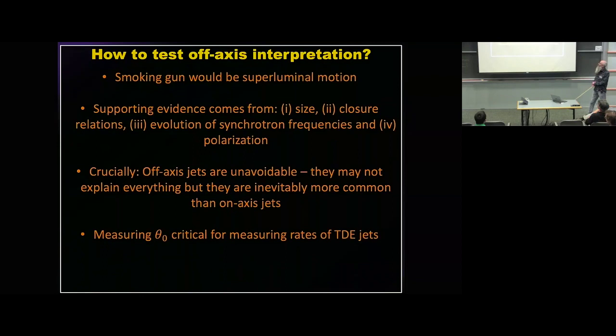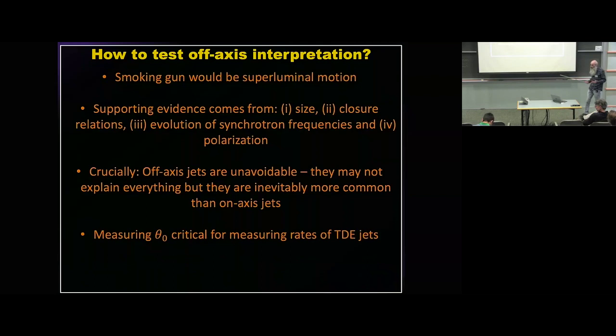So kind of generalizing, what can we do if we want to now test for a given radio event if it's coming from an off-axis jet or delayed ejection or something else? The best thing that we can do would be to test for superluminal motion of the flux centroid. That also in the GRB case was the smoking gun. That I think here would be the smoking gun too. But we also have supporting evidence that we can use, and I mentioned a lot of these things already: size, these closure relations between spectrum and light curve, evolution of the frequencies, and polarization.